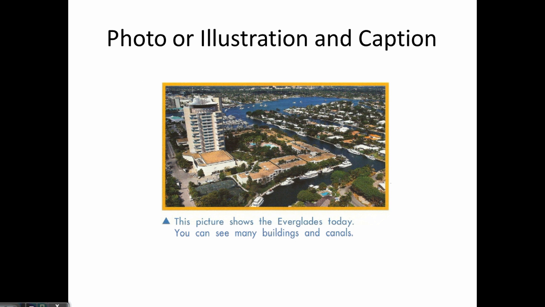Let's review what text features are. Text features are things that are included in nonfiction text that help the reader to better understand the topic. Something that you often see in books are photos or illustrations, and then captions. Captions are the words down below, sometimes off to the side or even above, that tell more about or explain the photo or the illustration.